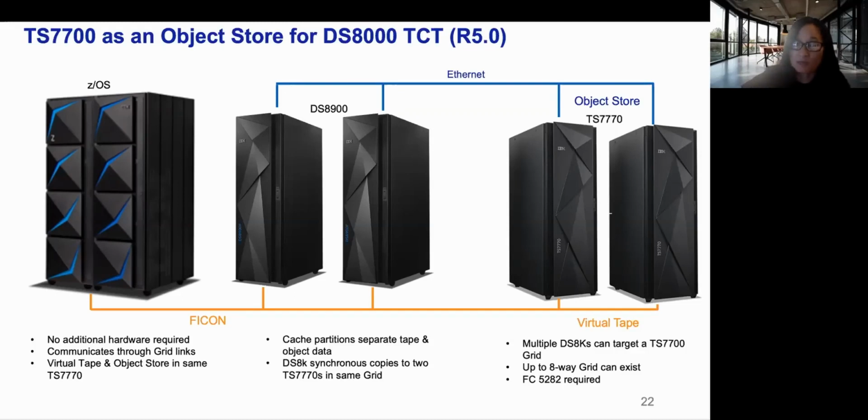Back in even 5.0, one of the things that we didn't mention was that you can have multiple DS8000s targeting the same 7700s. So it's not just one DS8000 that can target a 7700 or 7700 grid. We supported up to 256. And this grid, if you're familiar with 7700, can be a standalone, a two-way, all the way up to 8-way. Although DS8000 can only actually communicate to two of those clusters, there's no limitation on the size of your grid. And that feature was called 5282. It's been out in the field for a couple of years now.